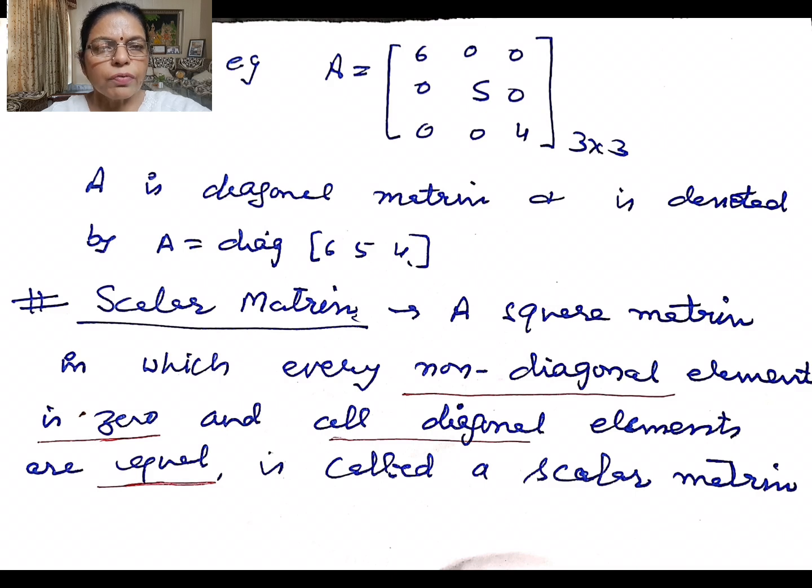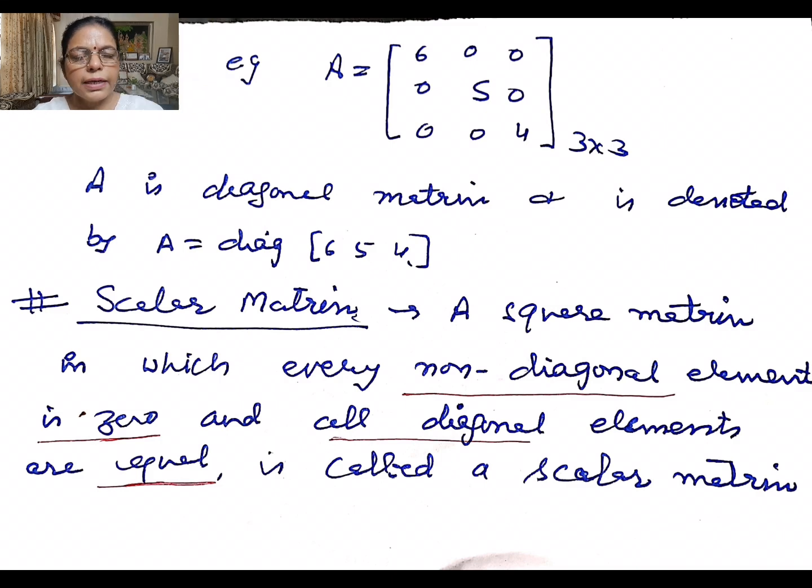तो along which the line 6, 5, 4 lie, that is called principal diagonal line, and it is also denoted by A is equal to diagonal 6, 5, 4. Next come to scalar matrix.